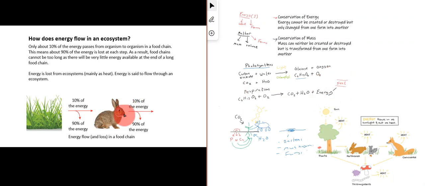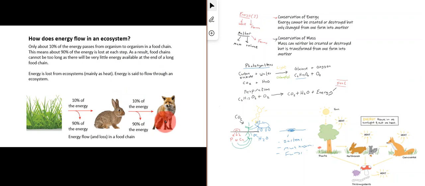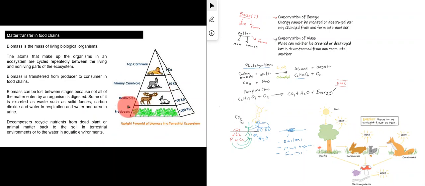And then if a fox comes along and eats the rabbit, again it's only getting 10% of the energy from here. So you're constantly getting this loss of energy in the ecosystem in the form of heat. It's just been radiated back into the environment. So that's the energy transfer through the ecosystem. The next one we want to think about is matter transport in food chains.